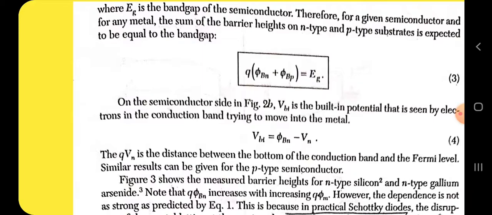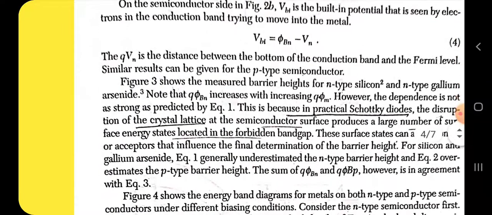For silicon and gallium arsenide, the equation generally underestimates the n-type barrier height, and equation 2 overestimates the p-type barrier height. The sum of q phi Bn and q phi Bp, however, is in agreement with the equation.